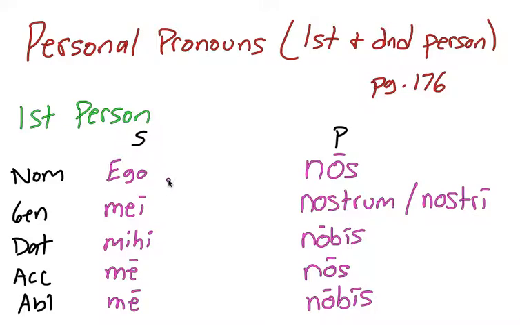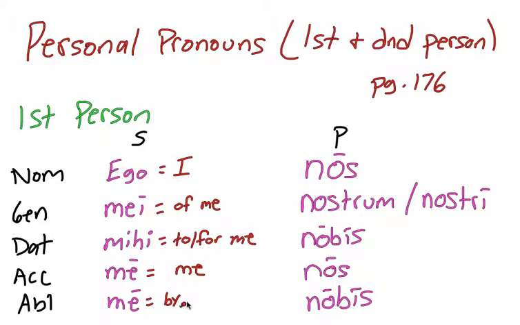And so, of course, each of these forms has a translation. I'm going to go through the translations real quick. So, ego, of course, is I. Mei would be of me. Mihi, to or for me. We've had mihi before in previous chapters. Me is me as a direct object, like you see me or you know me. And the ablative me is just the standard ablative translations: by, with, from, insert random preposition. It takes the ablative me.